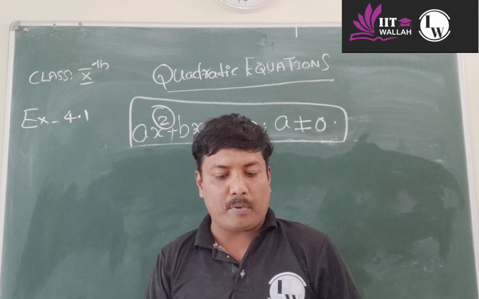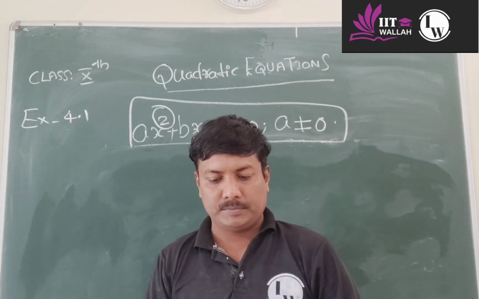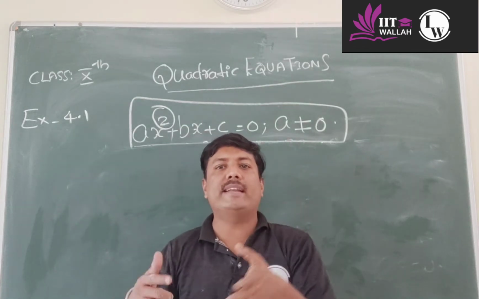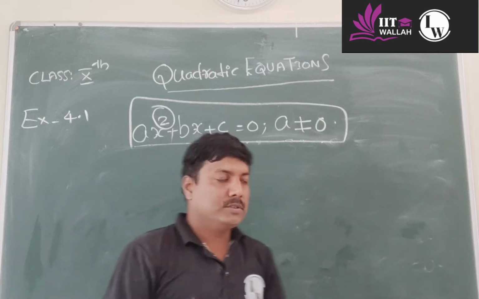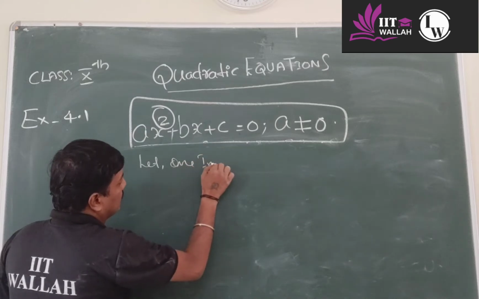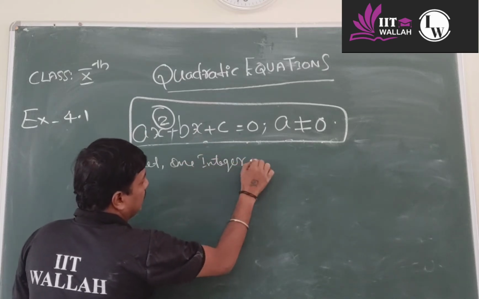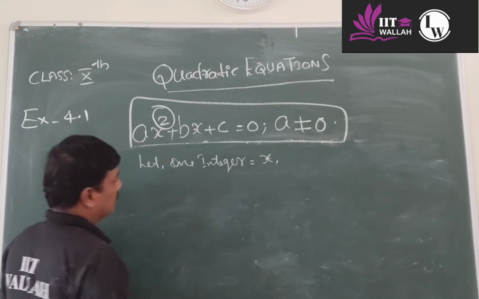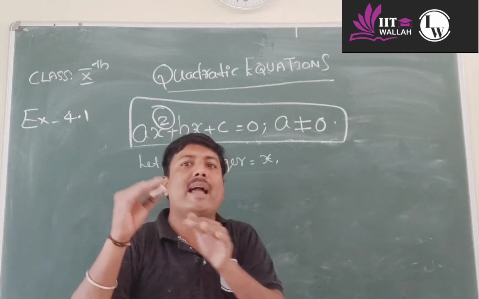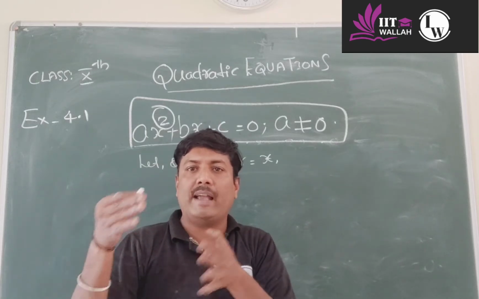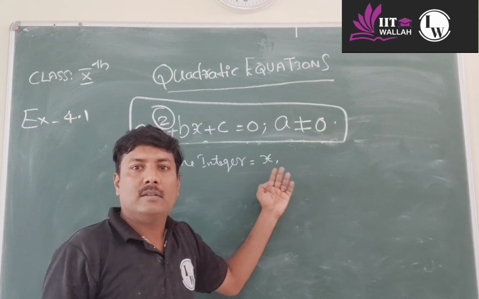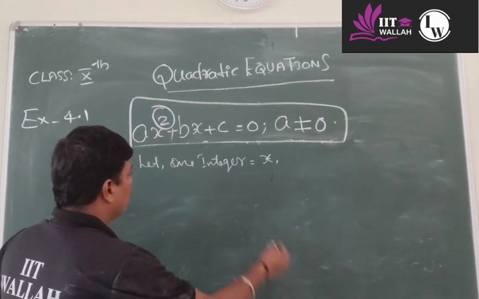The product of two consecutive positive integers is 306. We need to find the integers. Consecutive means one after the other. So let one integer be equal to x. The other will be x plus 1, because they are consecutive. That is the meaning of consecutive, like 1, 2, 3, 4, 5. 1 and 2 are consecutive. So if x is the first one, the consecutive number is x plus 1.